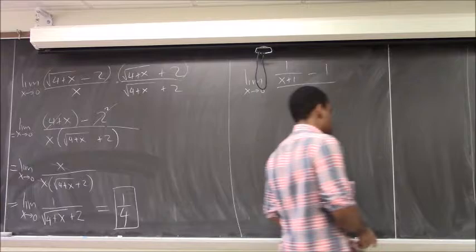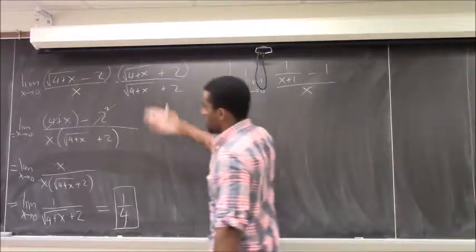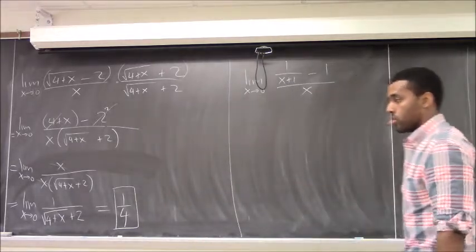So sometimes these limit problems do require some sophisticated kind of simplification, but it should be things that we've seen before. So in this case, multiplying and dividing by the conjugate would be the way to go.